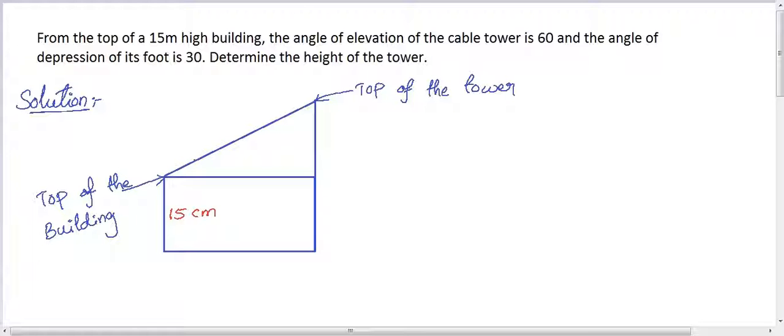So this angle is the angle of elevation of the cable tower, 60 degrees, and the angle of depression of its foot, which means this one is 30 degrees. Yes, this one is 30 degrees.